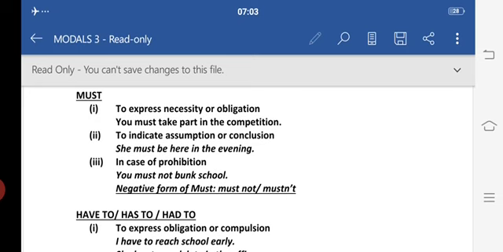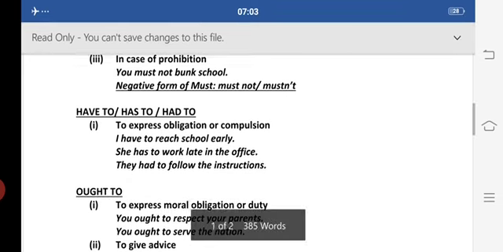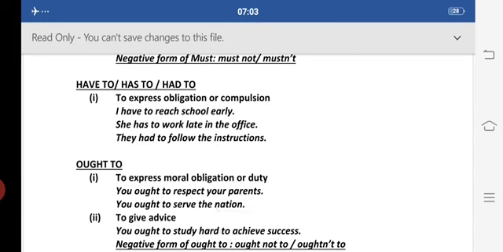After must, we'll take another modal, that is have to, has to and had to. Now students, had to is the past form of must, and have to, has to and had to are the modals which can be used with any of the subjects. Now first we'll take have to. Have to is used to express obligation or compulsion, same as must. Both are similar in meaning, so we can use either of them.